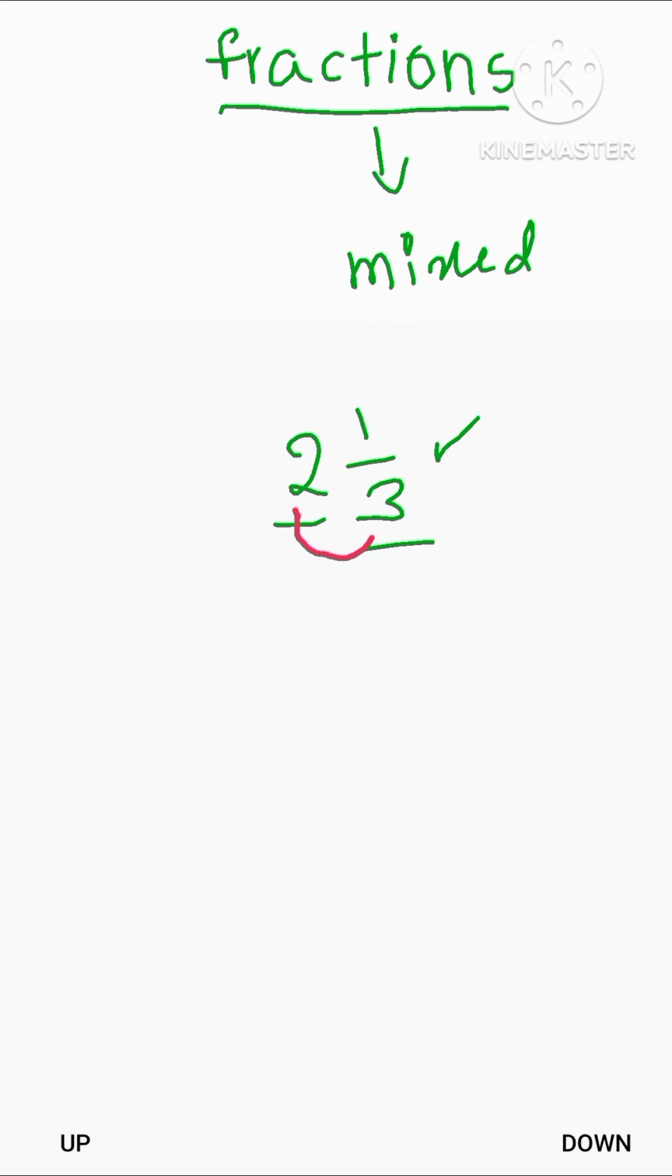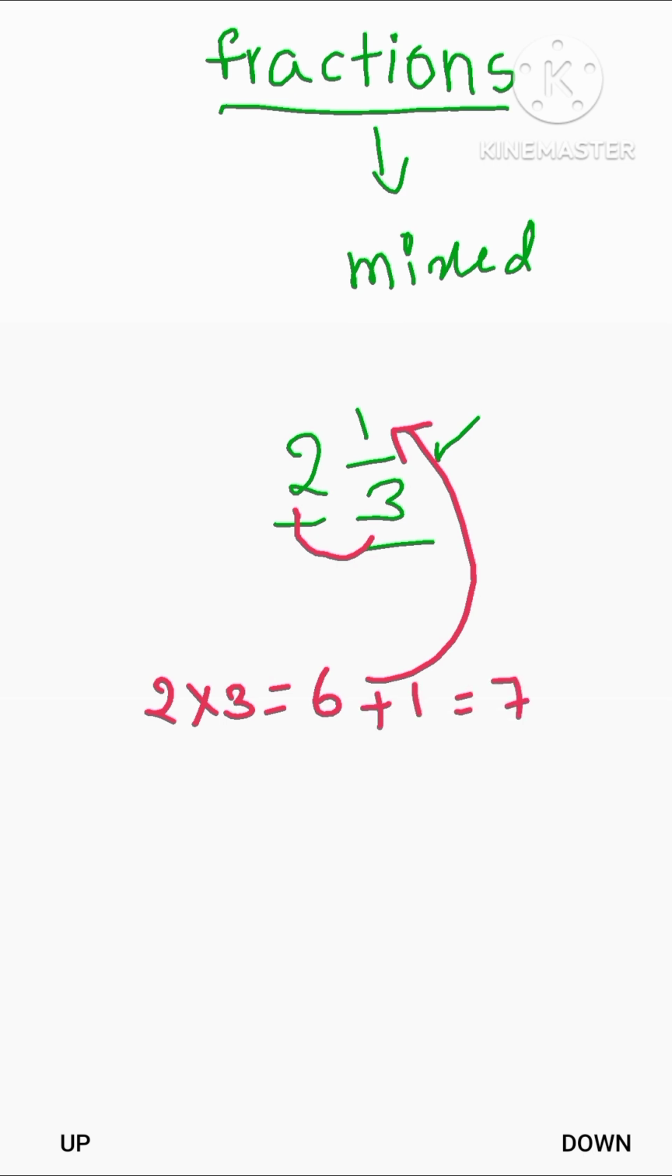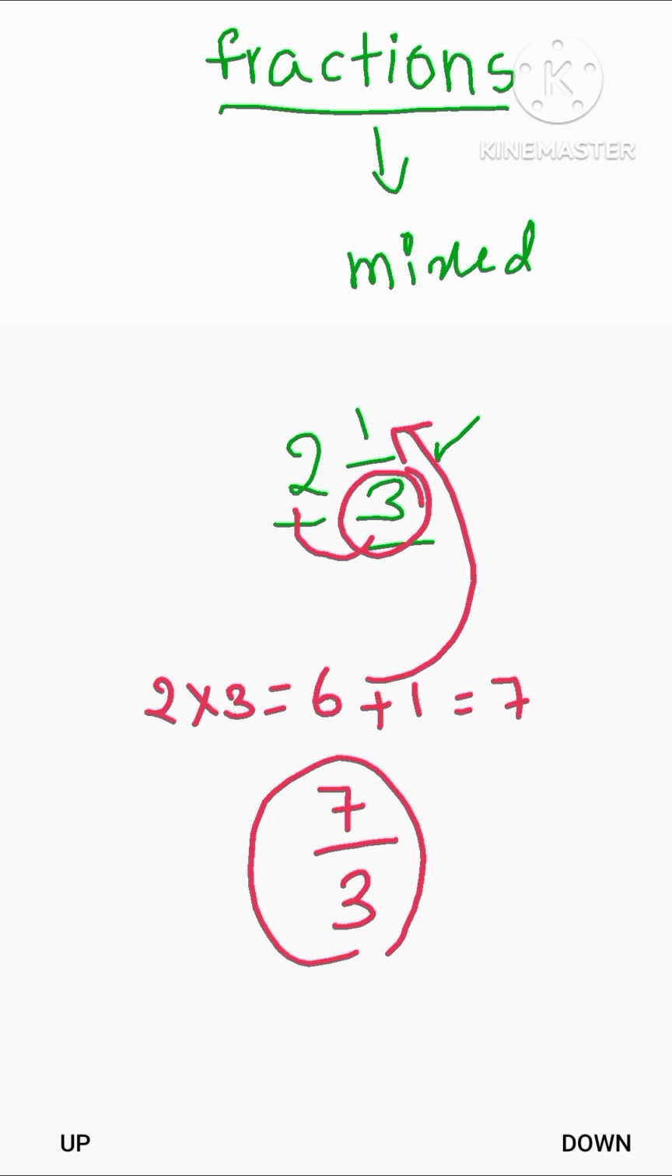We should multiply 2 and 3. So 2 into 3 is equal to 6, and add this 6 to the numerator. That means 6 plus 1 is equal to 7. So here the numerator is 7 and the denominator is 3. So 7 by 3 is an improper fraction. We can convert a mixed fraction into an improper fraction like this.